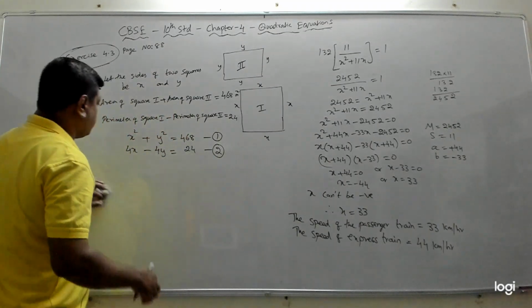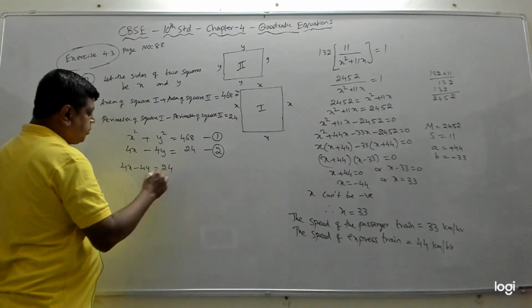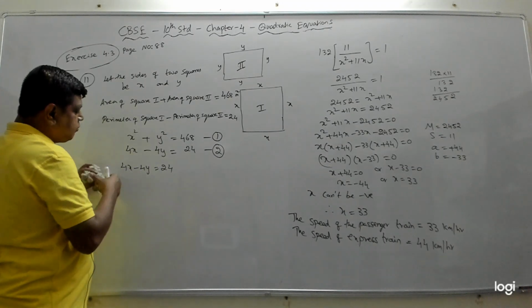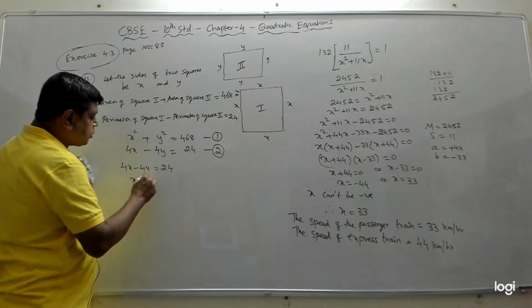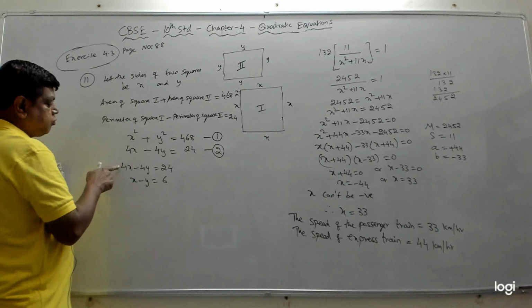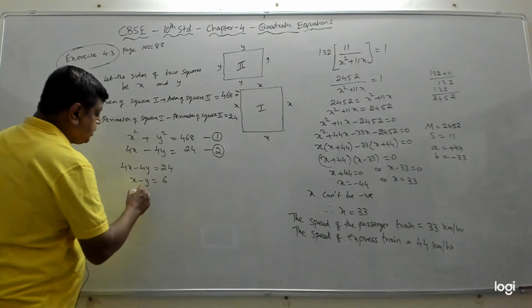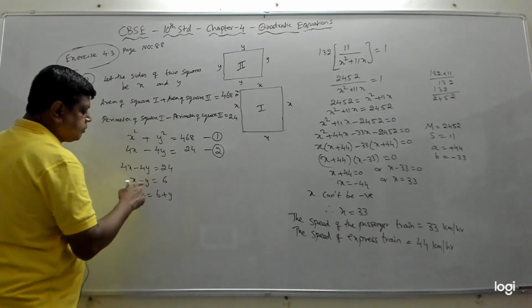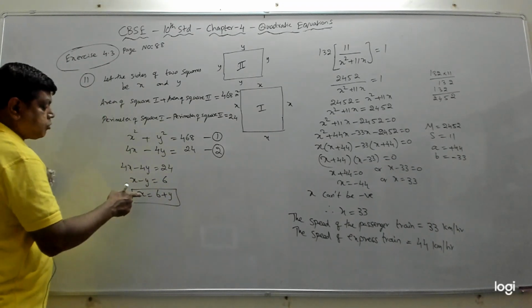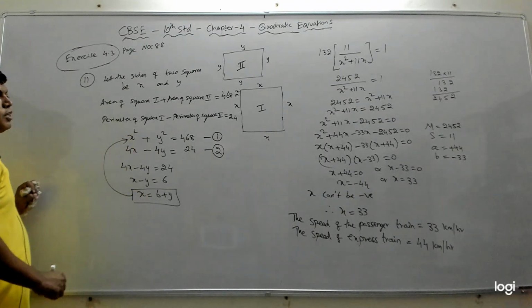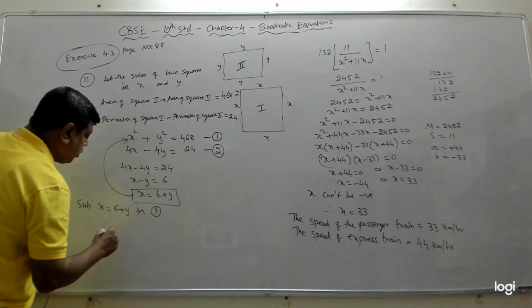So let's continue. Now let's simplify the second equation. 4x minus 4y equal to 24. I can cancel throughout by 4, which means I divide throughout by 4. 4 by 4 is 1, again 4 by 4 is 1, 24 by 4 is 6. So it will become x minus y equal to 6, which means x can be written as 6 plus y. This minus y goes here. Now keep this. Now we'll substitute x is equal to 6 plus y in the first equation. So substituting x is equal to 6 plus y in the first equation, what do we get?